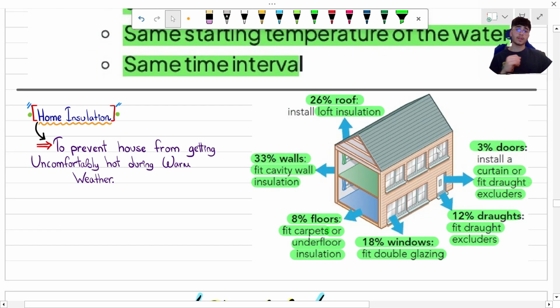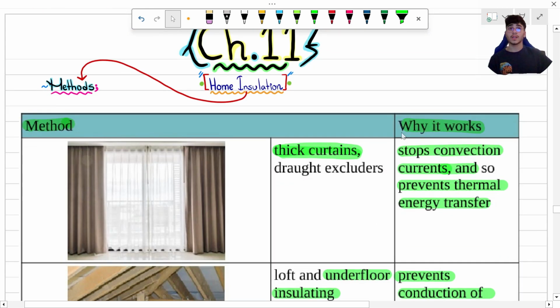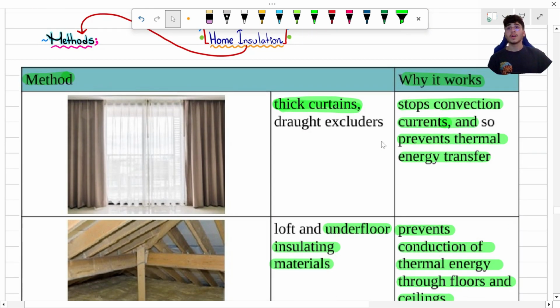That's all for investigating thermal radiation, and our last part for this chapter is insulation and home insulation. Home insulation is usually used to prevent our house from getting very hot during warm weather. This is an example of a house, and some insulation is applied in this house, but we're actually going to study this in more detail with this table.